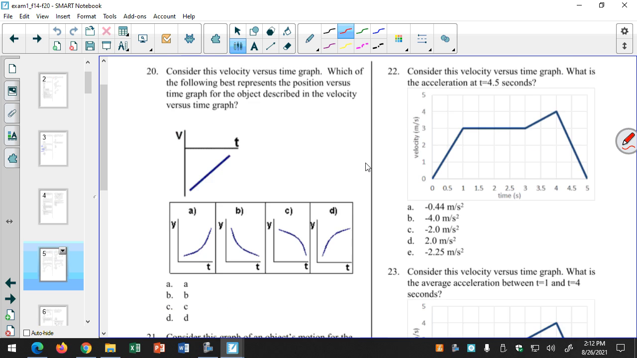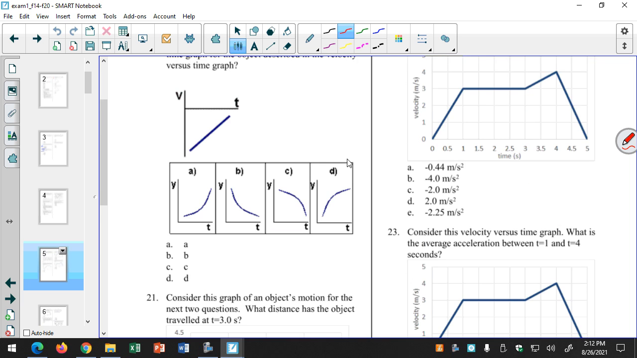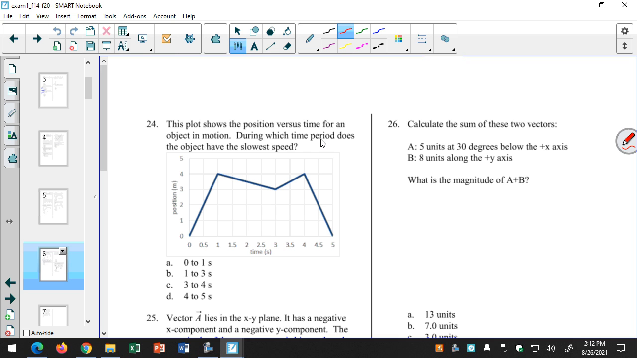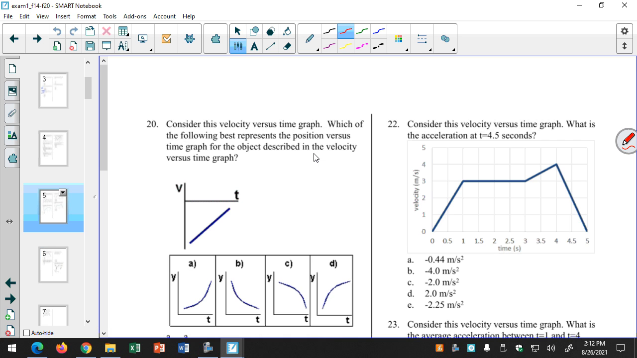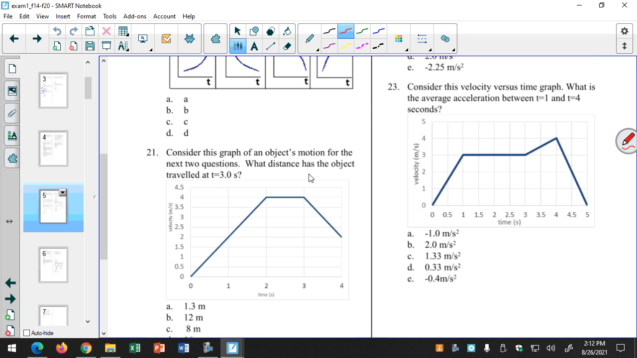Let's see. I want to do some of these graphing problems. This exam has a number of graphing problems, some of which are quantitative and some of which are qualitative. It looks like I have 4 or 5 problems that were actually calculations from graphs. So let's look at those first, because we've been doing that in class. This is fall 20, the exam 1.